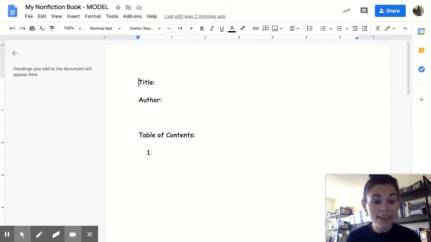Hey, third grade. So today we're going to build on what we worked on yesterday and take our topic and subtopics and actually turn them into a table of contents for our book.